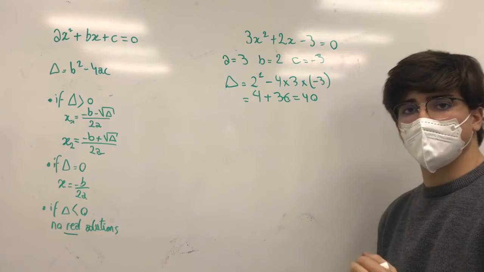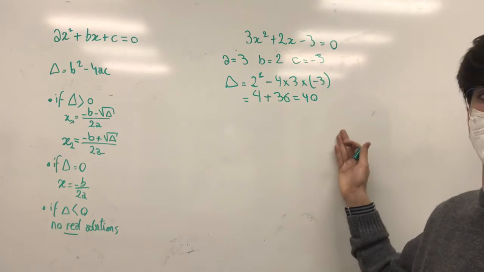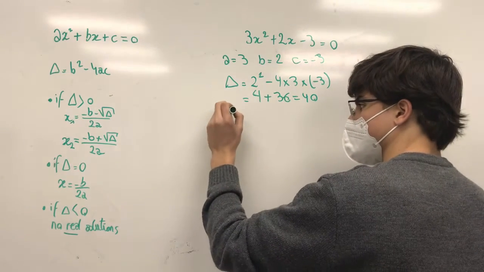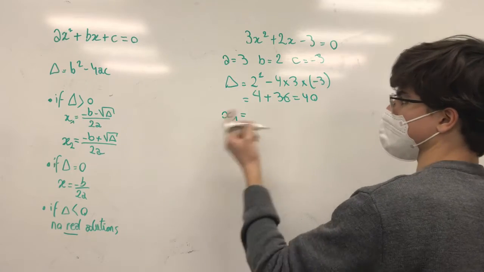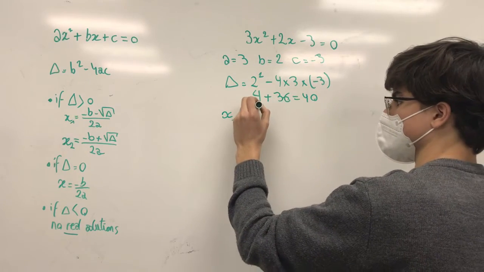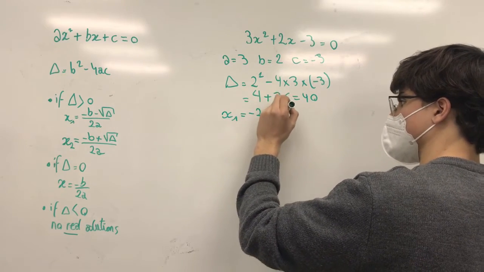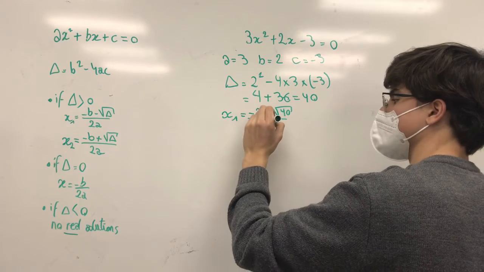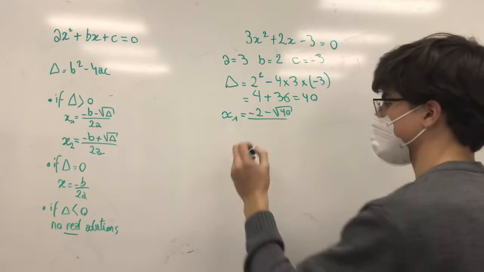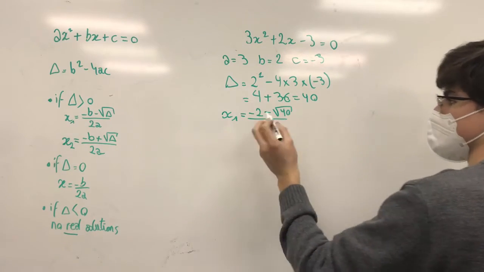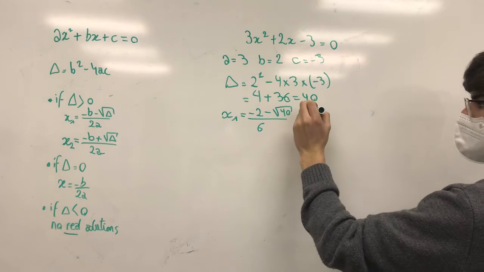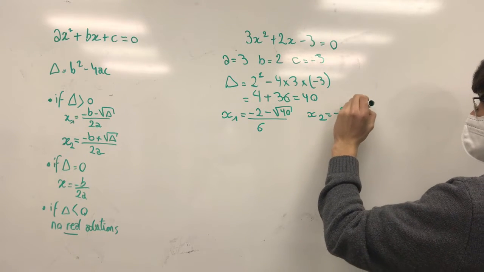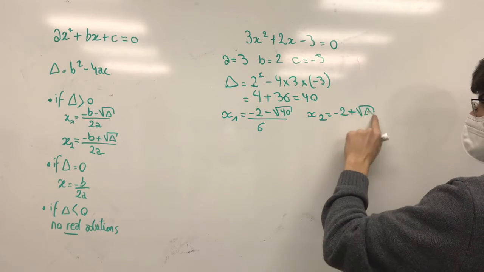Now, delta is above 0, as we can see. Therefore, we have two solutions. We can write it already. x1 equals minus b, so minus 2, minus square root of 40 over 2 times a, which is 2 times 3, which is 6. And for the second solution, we can just replace the minus with a plus. So x2 equals minus 2 plus square root of delta, 40 in this case, over 6.